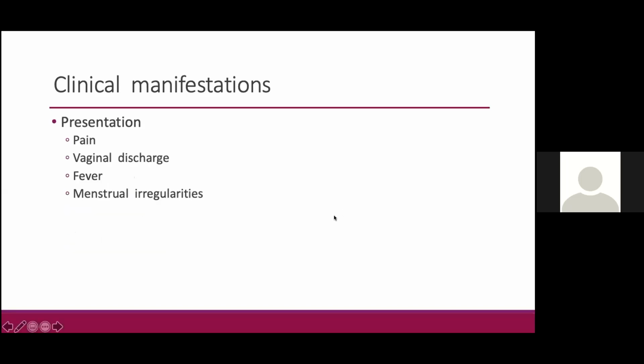So the presentation is usually pain, vaginal discharge, sometimes fever, and sometimes menstrual irregularities. They can have heavy menstrual bleeding, frequent bleeding, or irregular bleeding. So all of this can occur. And if somebody has nicely regular cycles and then suddenly they change, you have to think about PID.